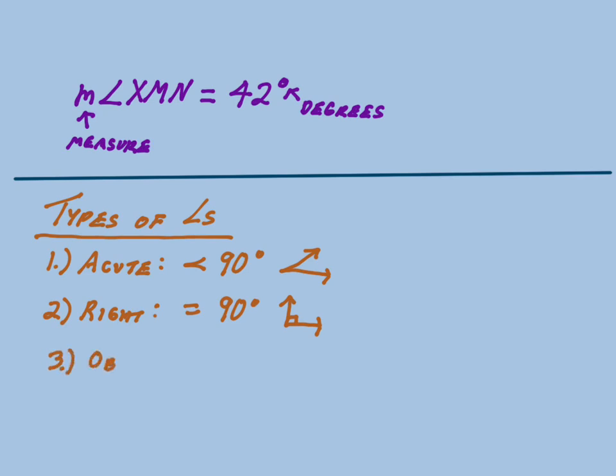We also have an obtuse angle, and these are angles that are greater than 90 degrees. Now there are other limits on these kinds of angles, and more about that in another course, but these are wider angles. And the fourth type of angle that we have is a straight angle. A straight angle is equal to 180 degrees and forms a line.